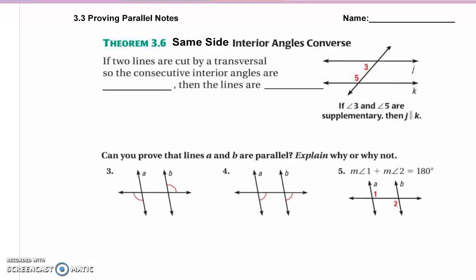Now remember, the same side interior angles theorem says that if the angles are supplementary, then lines are parallel. So now this is going to say if the angles are supplementary, then the lines are parallel. Sorry, the theorem says if the lines are parallel, then they are supplementary. So we just have to remember. So take a second. Would you have enough to tell me that the lines AB are parallel in each one?